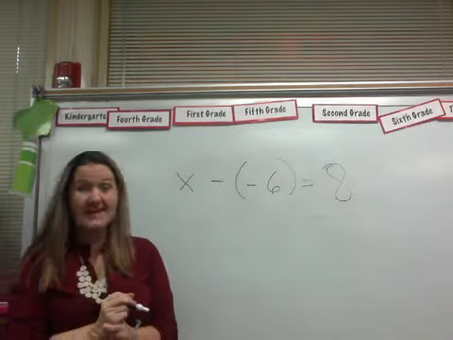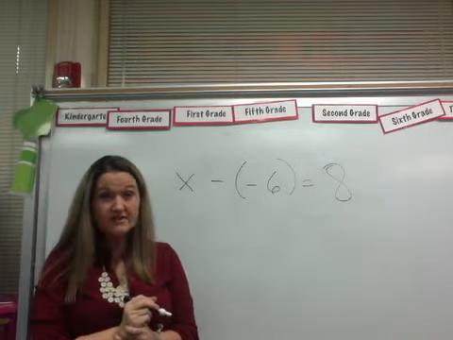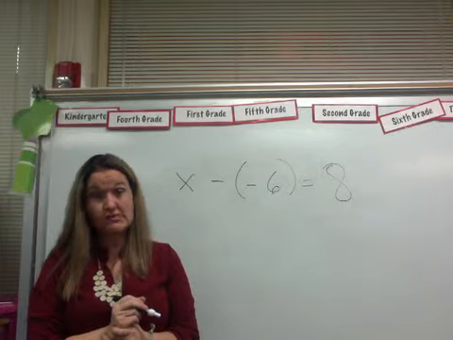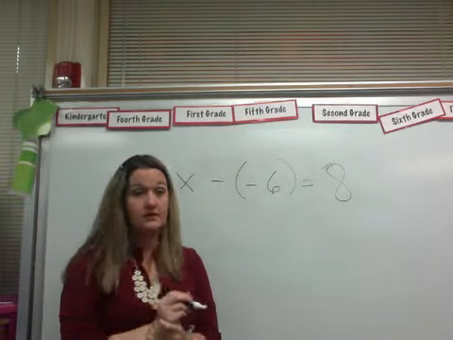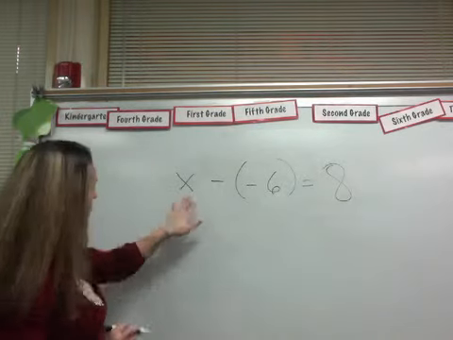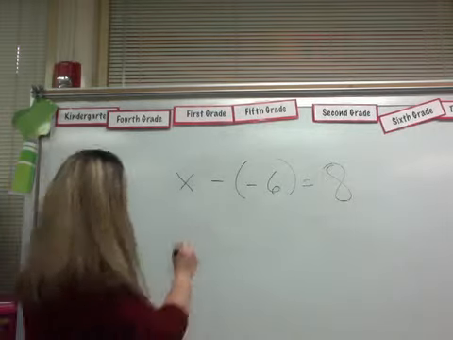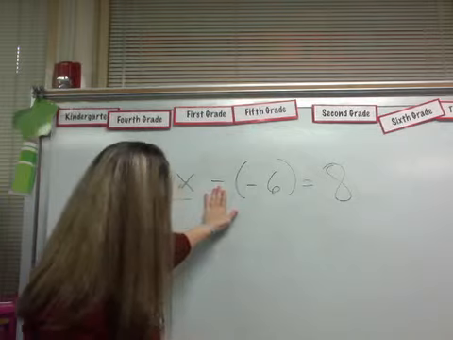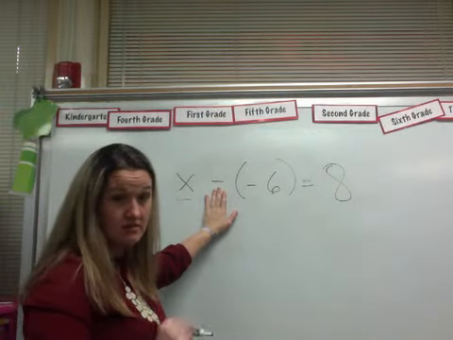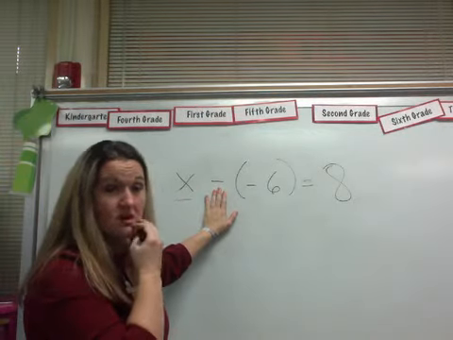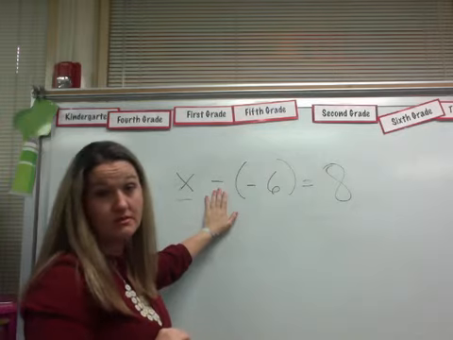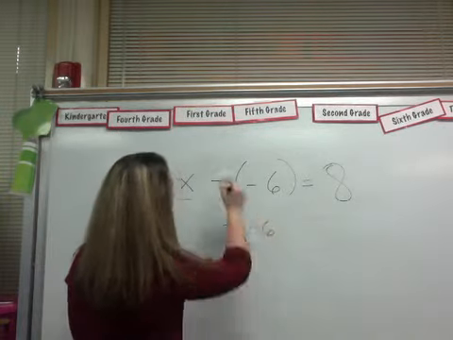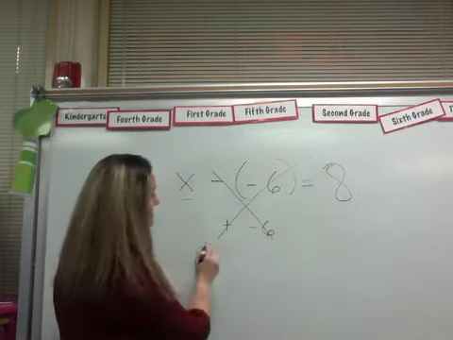All right, x minus a negative 6 equals 8. Well, let's see. So x, here's my variable. I'm going to get it all by itself. So here I am subtracting a negative 6. Well, what's the opposite of subtracting a negative 6? Well, I guess adding a negative 6, right?